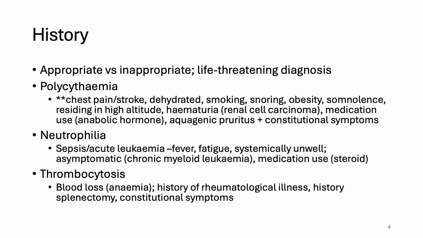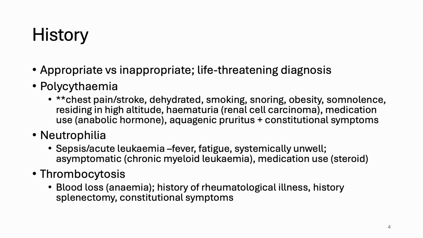Take a medication history, specifically on anabolic hormone use, and aquagenic pruritus and constitutional symptoms would hint at the underlying myeloproliferative disease. For neutrophilia, the differential diagnosis would be sepsis or acute leukemia, and they share somewhat similar symptoms of fever, fatigue, and they would be systemically unwell. And more so, for patients with chronic myeloid leukemia, they would be asymptomatic. And for neutrophilia, the secondary cause of it could be from steroid use, so take a good medication history.